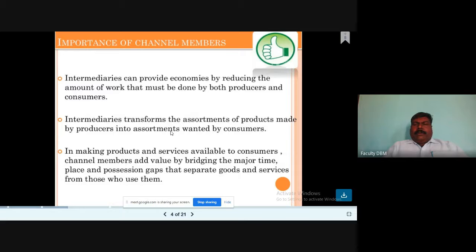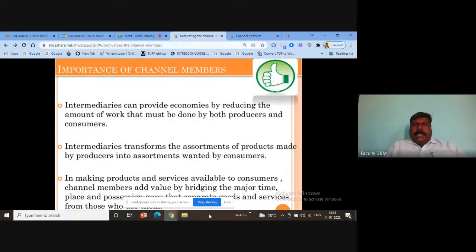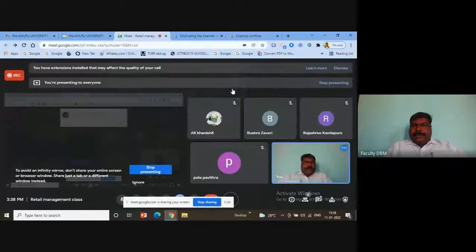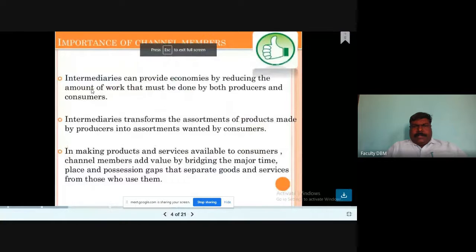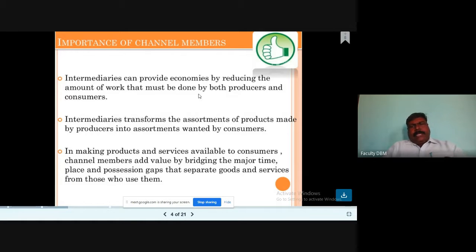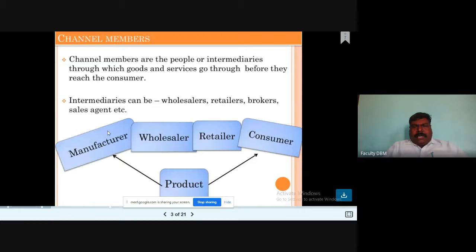Intermediaries can provide economies by reducing the amount of work that must be done by both producers and consumers. These intermediaries are the middlemen, like we saw in the earlier slide, between the manufacturer and the consumer. These people take the risk of pushing the goods to the consumer, and in turn they help the consumer have the products at his doorstep or very near.